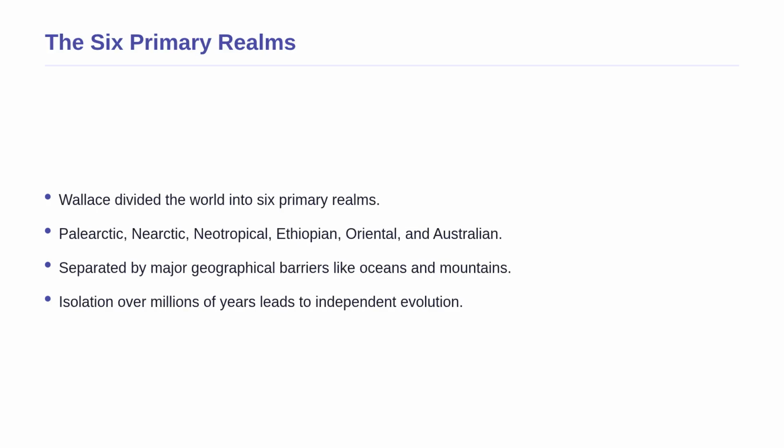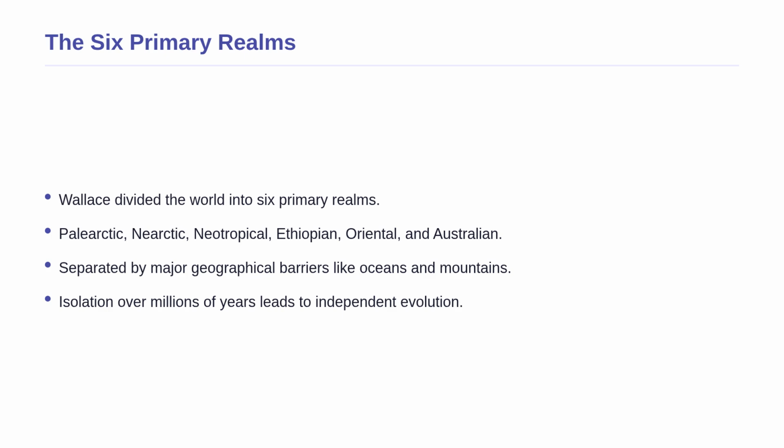Building on that definition, let us look at how the Earth is actually divided. Alfred Russel Wallace categorized the world into 6 primary realms: the Palearctic, Nearctic, Neotropical, Ethiopian, Oriental, and Australian realms. But why do these distinct realms exist? The answer lies in major geographical barriers.